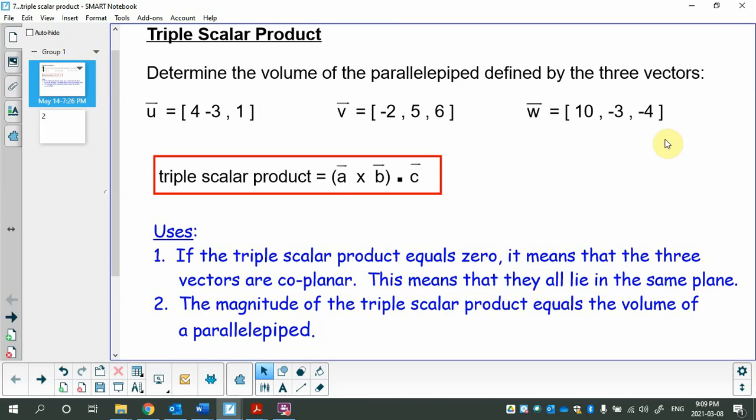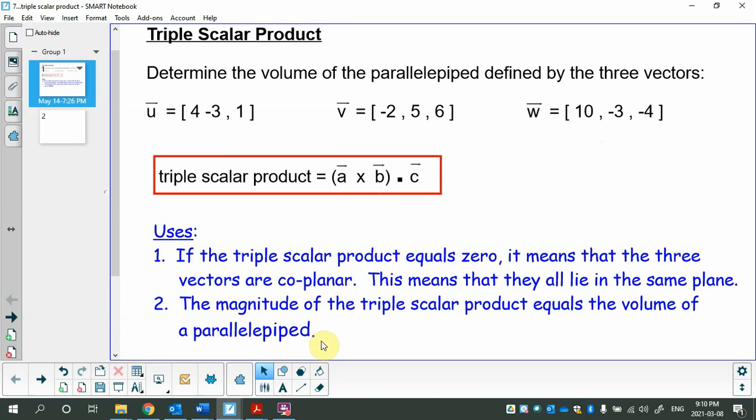We are going to do the magnitude of the triple scalar product equals the volume of a parallelepiped. I don't know if you can remember back to geometric vectors, we had a parallelepiped. A parallelepiped is a three-dimensional figure. Especially since we've got the cross product, it has to be 3-space, because you can't do cross product for 2-space. And so a parallelepiped is a three-dimensional object.